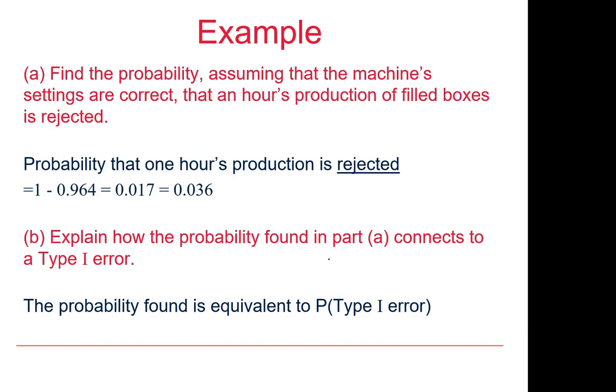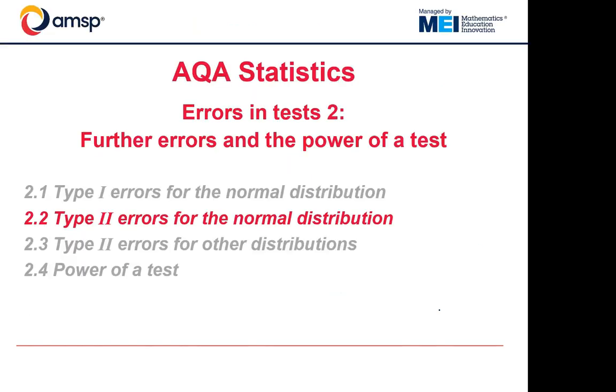And we're actually able to work from that information, find a probability that an hour's production is rejected even when the machine is set correctly, and that's the equivalent probability to the probability of making a Type 1 error in this scenario. And that's the end of this video.